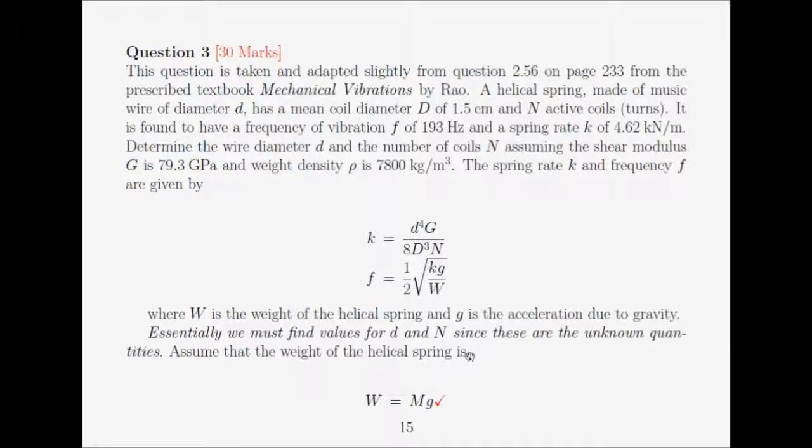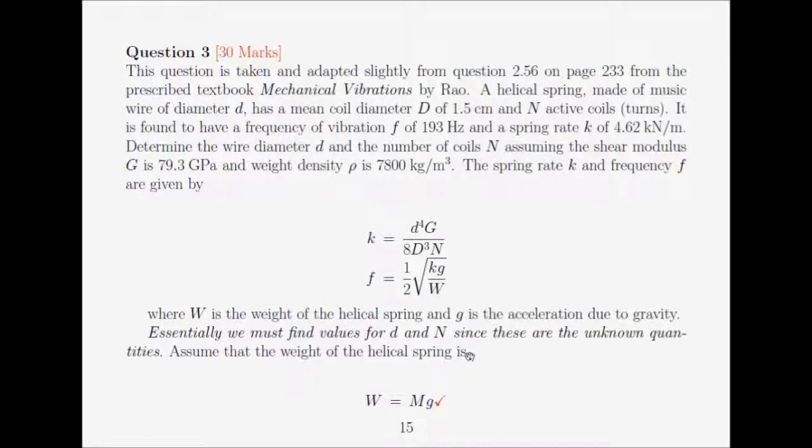The question then says, please determine the wire diameter and the number of coils, assuming that the shear modulus is 79.3 gigapascals and the density is 7,800 kilograms per cubic meter. We are given that the spring rate and the frequency are specified by these formulas, where W is the weight of the helical spring and g is the acceleration of gravity. So the question is basically asking us to find D and N given this information.